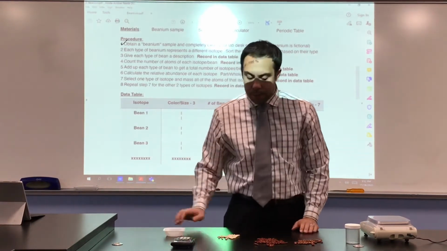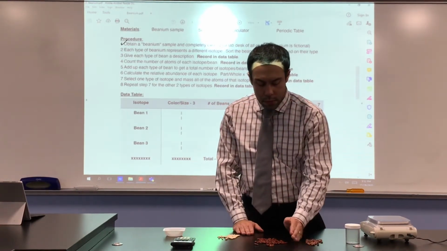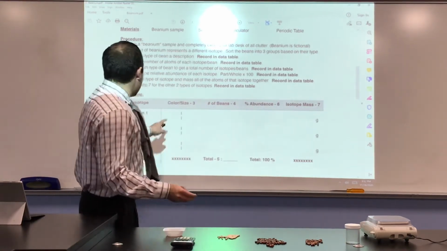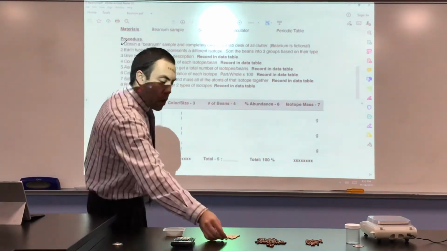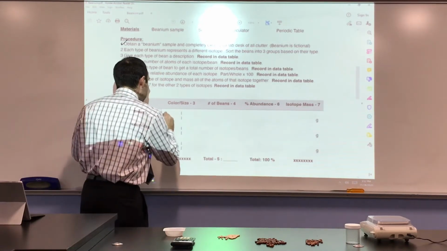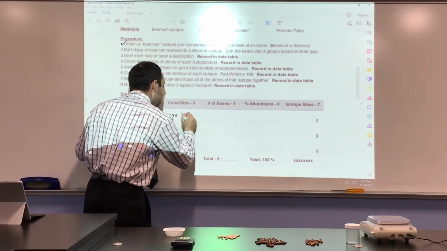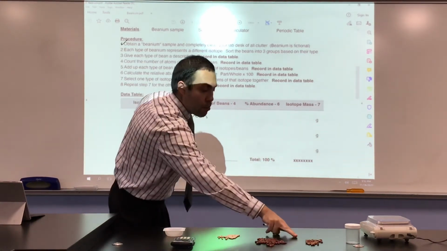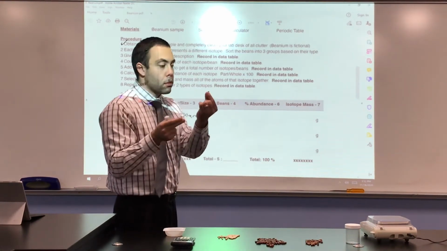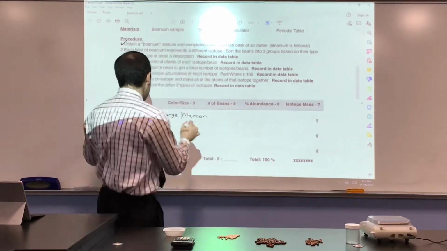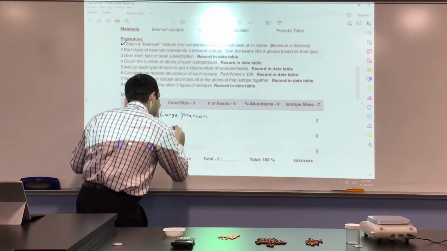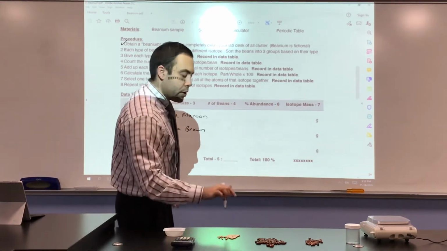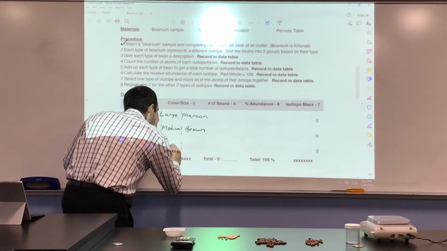Now that they're all sorted, we'll categorize them. Color and size we'll do for the first one: large, maroon. For the second one, we will do medium, brown. And for the third, we'll do small and white.